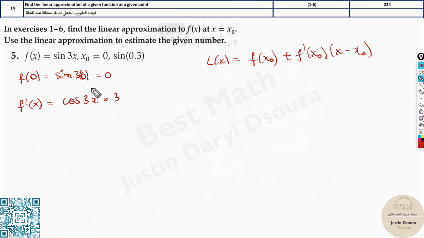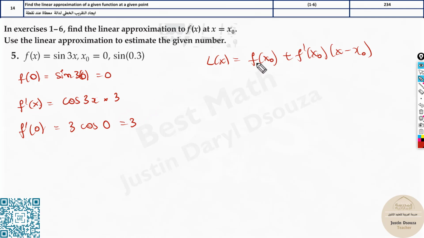And now let us substitute the f prime of 0, because we need to find it for x naught. So it'll be 3 times 0, cosine 0 it'll become. What is cosine 0? It's 1. So the answer is 3 basically. Cosine 0 is 1. 1 multiplied by 3 is 3. You can put it in the calculator.